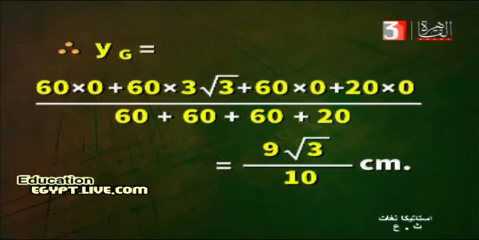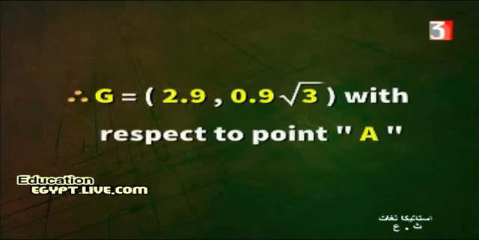Remember, my dear student, this is the center of gravity of the system, 9 root 3 over 10 centimeter. It's called the center of gravity with respect to the point A.